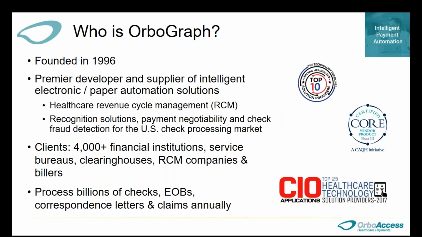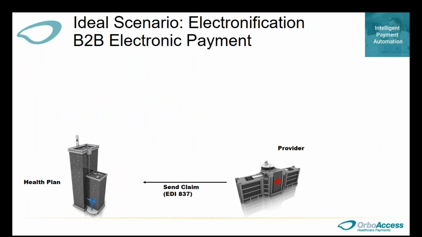If you haven't heard of Obergraph, we've been around since '96. We started in the check processing marketplace, moved into healthcare payment processing and healthcare payment automation, primarily using a philosophy of intelligent automation solutions. So that's enabled us to grow significantly as a company in both lines of business. And today we process billions of checks and EOBs and claims and correspondence letters across the marketplace. So that's all you're going to hear about Obergraph today.